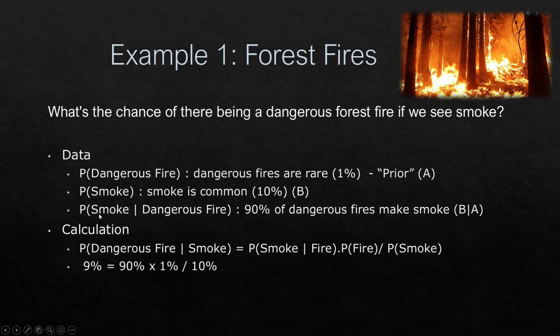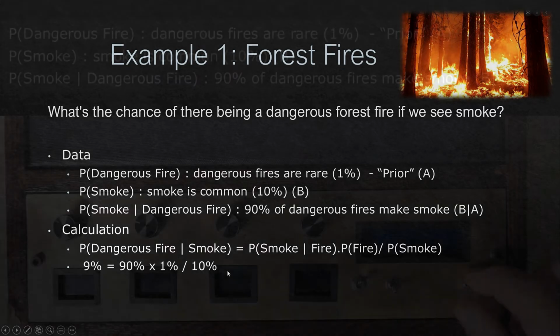And then the other probability we need to be aware of is the probability there's smoke if there is a dangerous forest fire. 90% of the time a dangerous forest fire will make smoke, so that's our probability B given A. Our calculation, and this is just the straight Bayes' theorem calculation, is the probability of smoke given there's fire times the probability of there being a dangerous fire, which is our A here, over the probability that there might be smoke. And there I've plugged in the values.